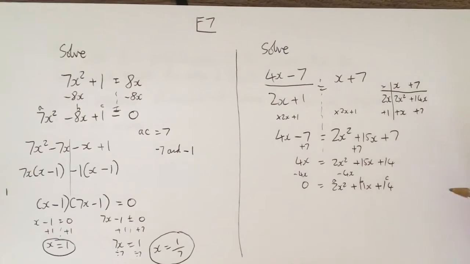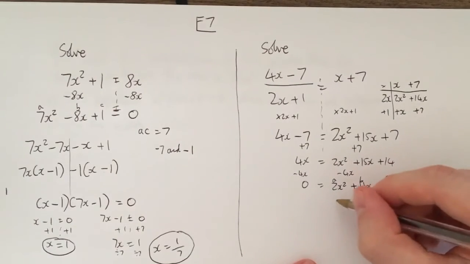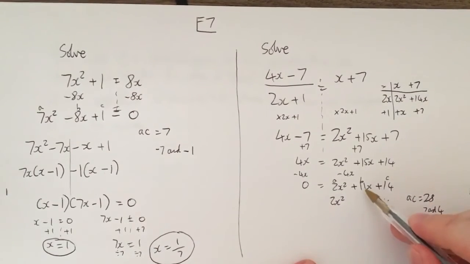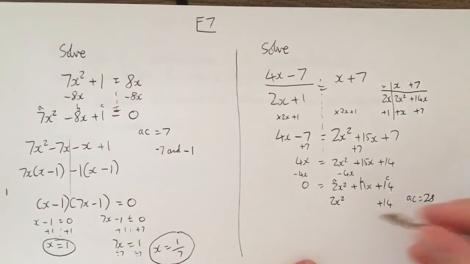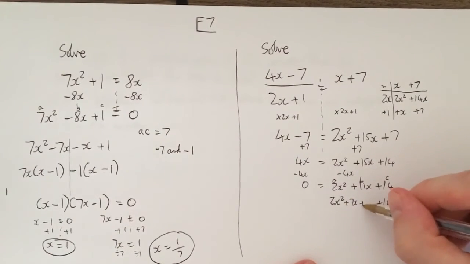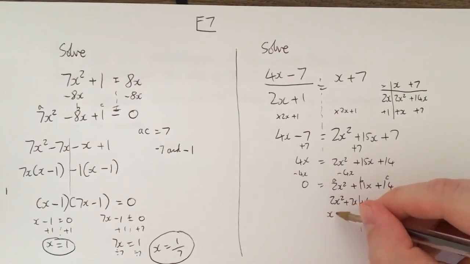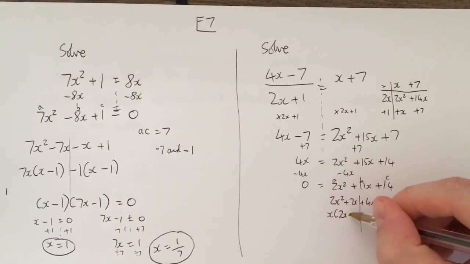A, B, C. AC equals 28. Two numbers that multiply to get 28 and add to get 11 would be 7 and 4. I'm pretty sure that works quite well. So I'd go 2x squared. The A stays the same. The C stays the same. The B will change from 11 to 7x and 4x. So add 7x, add 4x. I then want to factorize it. I'm writing smaller so I can fit on the page. So it'll be x bracket 2x plus 7.